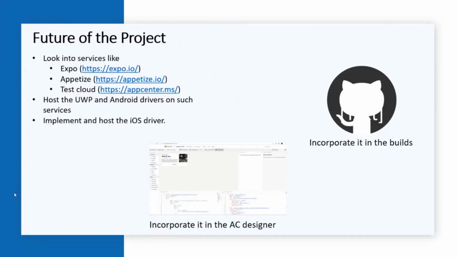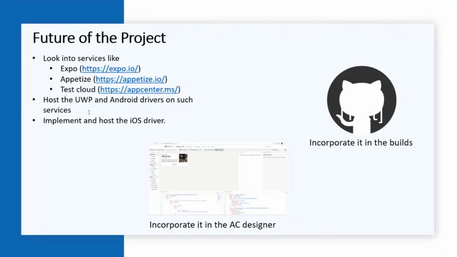And so a bit about the future of this project. I'm currently focusing on the deployment right now. Most of it is working on my local machine, but that's what I'm focusing on. One of the areas that I'm looking at is Docker containers, and another area that I'm looking into is these hosting services like Expo, Appetize, Test Cloud, where I can host my Android or Android UWP apps.